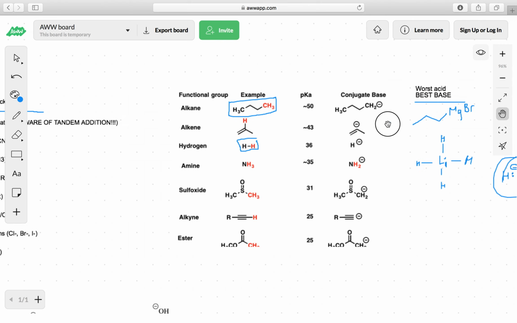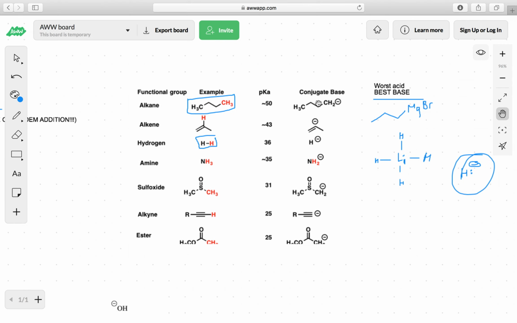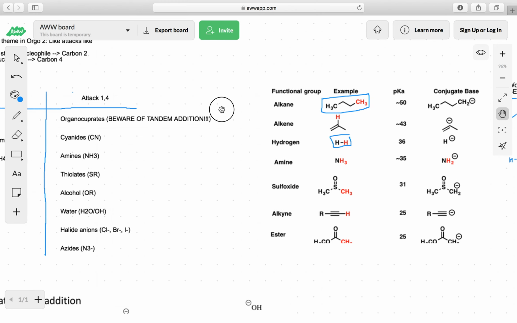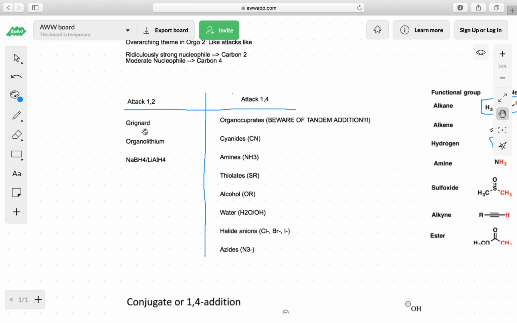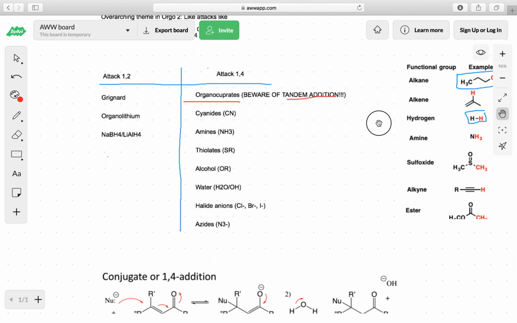One important thing to note is that not all organometallics are really good bases. Here we see 2 of them are, because they attack the second carbon, but one of them is 1,4, and that's the one you have to watch out for because it's a tricky one, and of course the tricky ones are the ones always tested. So the organocuprates, also known as your Gilman reagents, attack 1,4, and that's just a distinction you guys have to learn. And with organocuprates, you have to be very careful of tandem addition, and we'll go over a sample question of what tandem addition looks like, but you guys have seen it before.